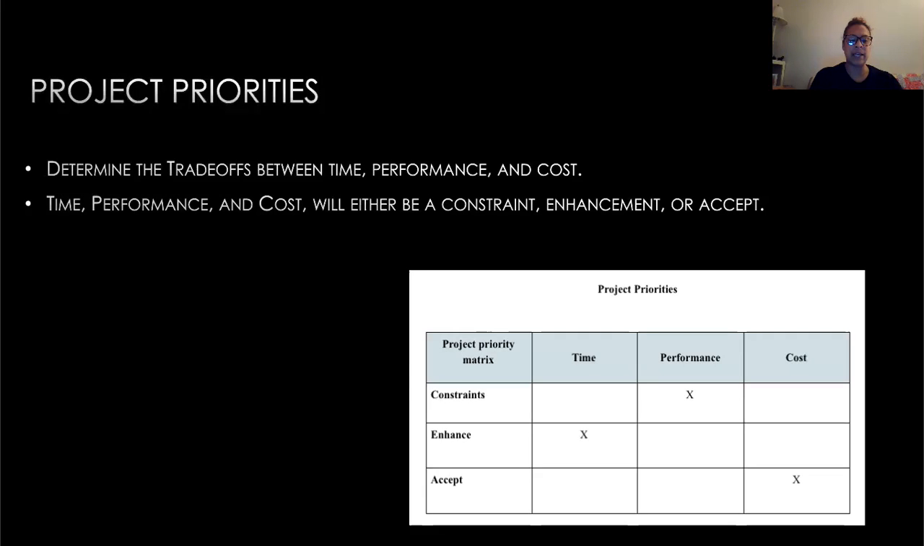The criteria that can be accepted is one that is tolerable to slip. For instance, this might be going over budget to meet a deadline. The criterion that is to be enhanced is one that can be used to take advantage of opportunities. For instance, adding value to the project or lowering costs.